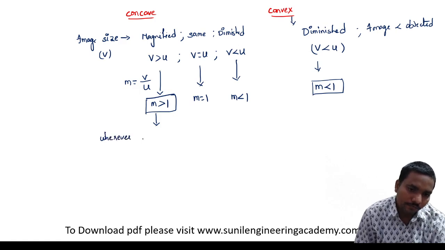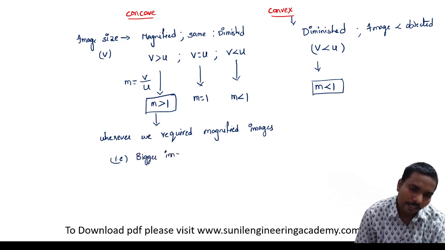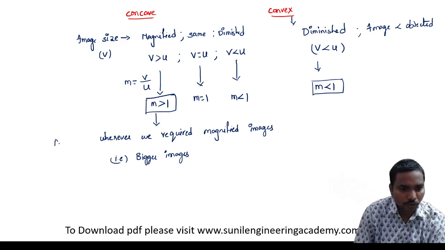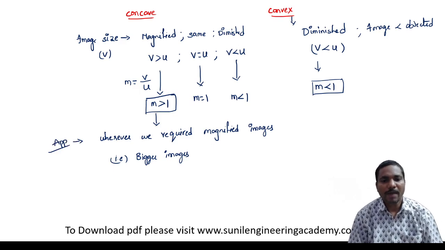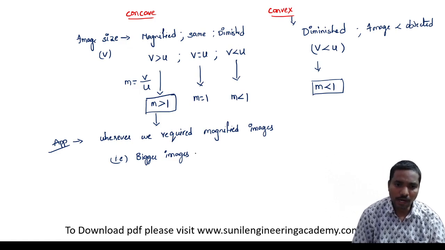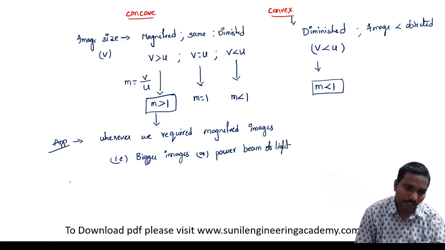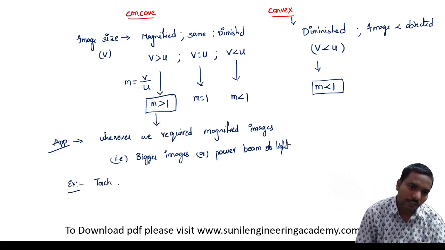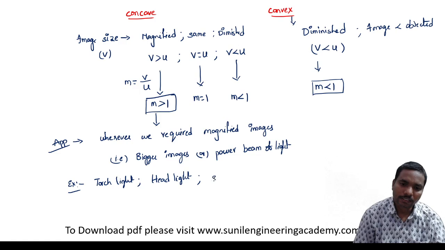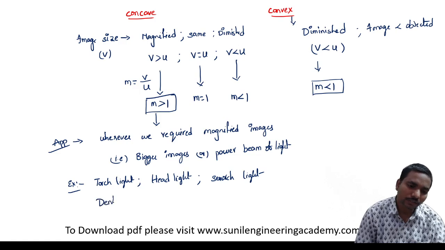So wherever we require magnified images, that is bigger images, we go with the concave type mirror. So the main applications: wherever we require magnified images or bigger images, we can go with the concave. Or a powerful beam, whenever we require a powerful beam of light. Example, torch light. In a torch light we require a powerful beam. Headlights of vehicles, search lights, and the light used by dentist, dentist light.